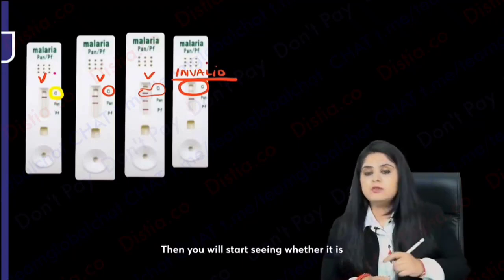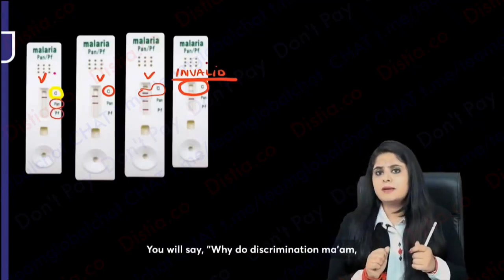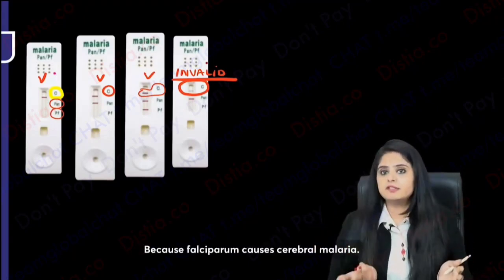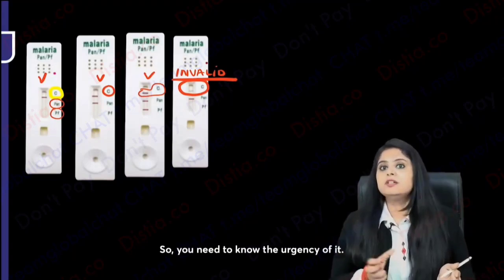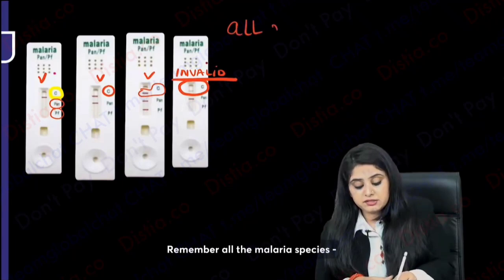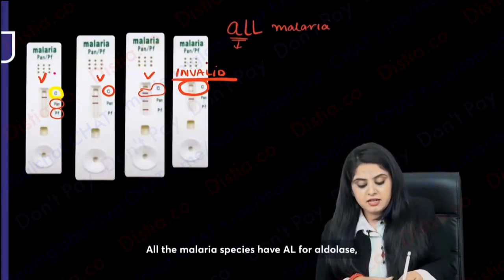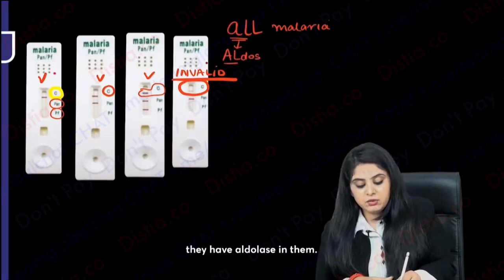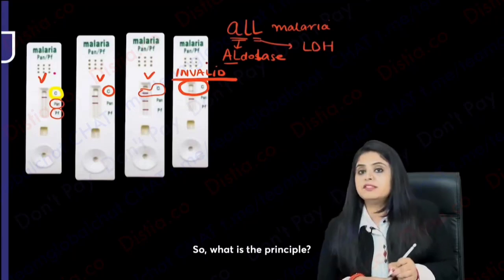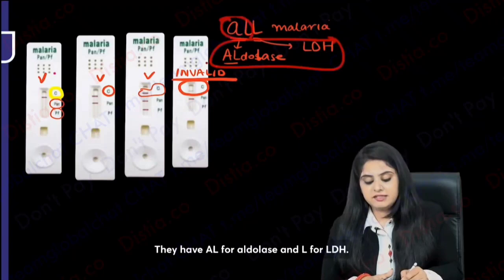That's the validity. Then you will start seeing whether it is pan malaria or only falciparum. You will say, why this discrimination, ma'am? All the malaria species you have kept under one, and falciparum is kept separately, because falciparum causes cerebral malaria, right? So you need to know the urgency of it. But how is this working? Remember, listen to me very carefully, all the malaria species have AL for aldolase. They have aldolase in them, and the remaining L for LDH. So what is the principle? All the malaria species have what antigens? They have AL for aldolase and L for LDH.